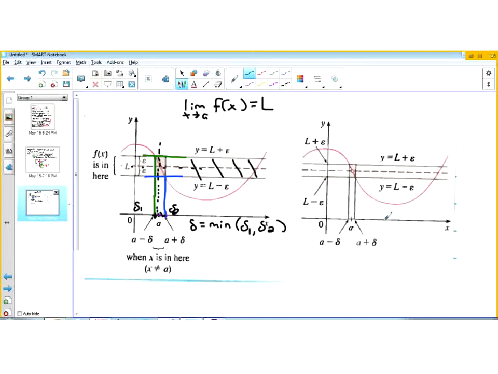This illustration right here appears to be the same. Does it not? Yeah, it's the same. I'm not sure why I have it twice.